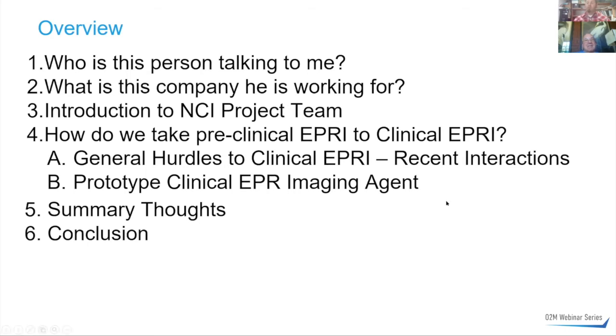I am going to talk a little bit about some of the results of our prototype clinical EPR imaging agent. It was an imaging agent designed to be ready to go into the clinic, and designed to be something that you could put into a clinical trial. And then summary thoughts and conclusion.